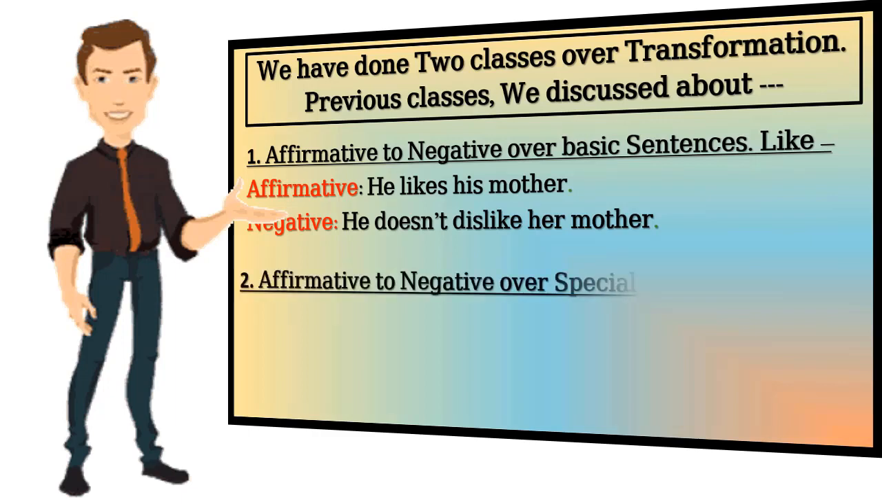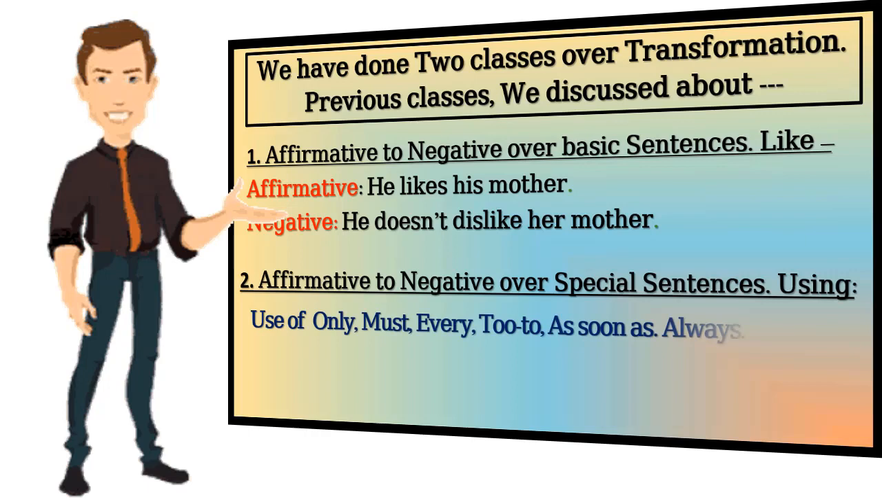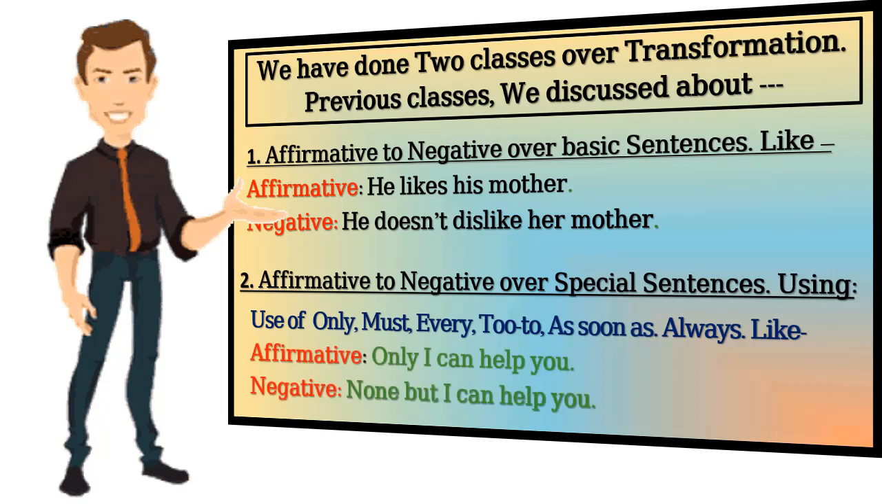And number 2, affirmative to negative over special sentences using only, must, every, too...to, as soon as, always, like. Affirmative: only I can help you. The negative: none but I can help you, like that.